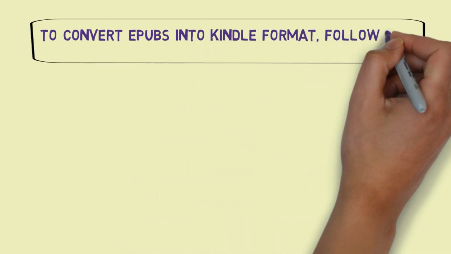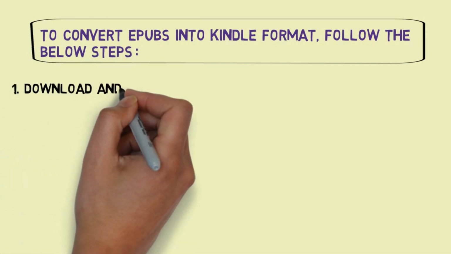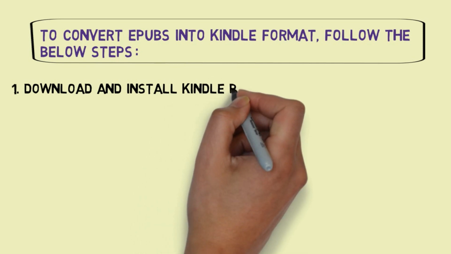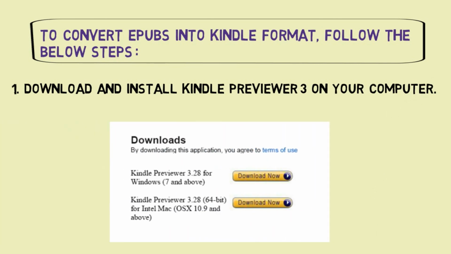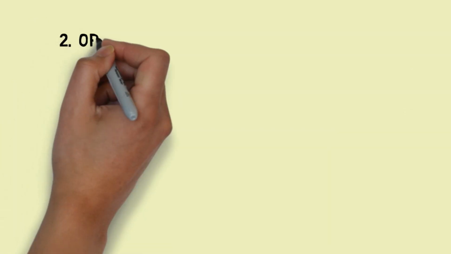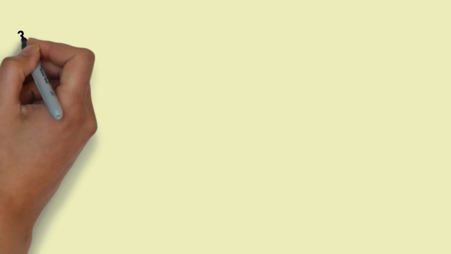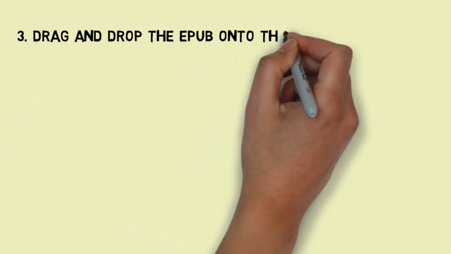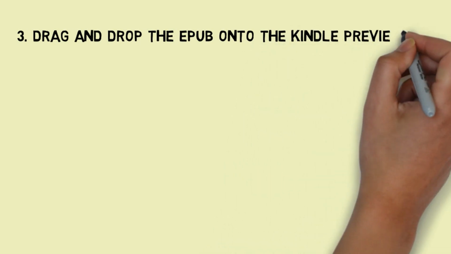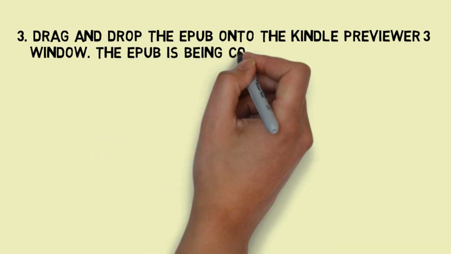To convert EPUBs into Kindle format, follow the below steps. 1. Download and install Kindle Previewer 3 on your computer. 2. Open the Kindle Previewer 3 window. 3. Drag and drop the EPUB onto the Kindle Previewer 3 window. The EPUB is being converted to mobi format.